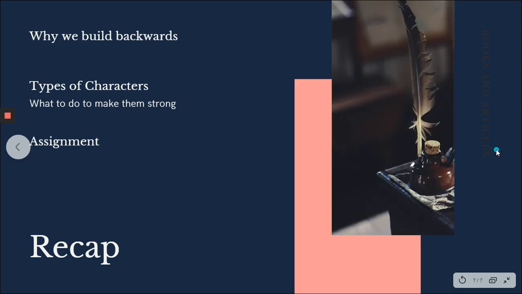Let's recap what we learned today. We talked about the reasons why we build characters outside in. Mentioned the different types of characters that exist and how we can make them stronger characters as we go about writing them. And then I gave you the assignment. So that is the first step in developing truly awesome characters. The next step isn't so much the development of characters, it's the development of how the characters act in this story. And that is what we're going to cover in day 5.